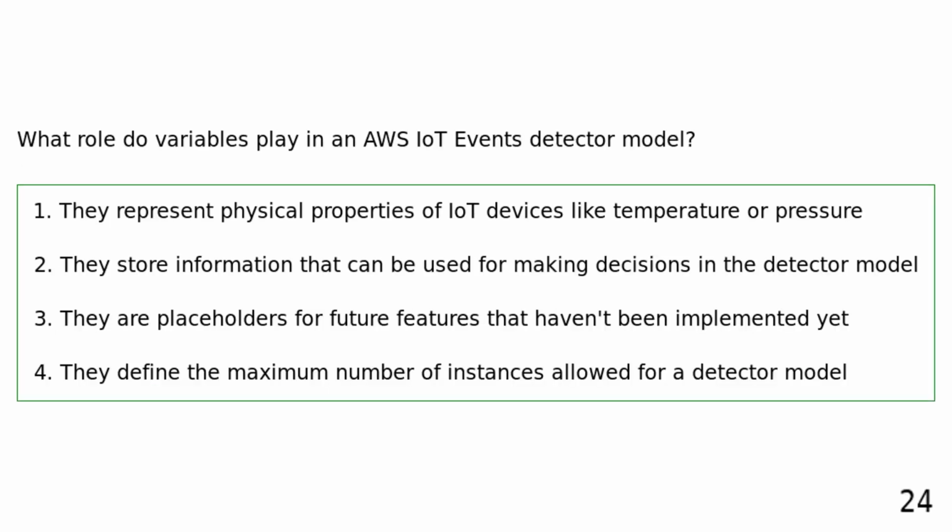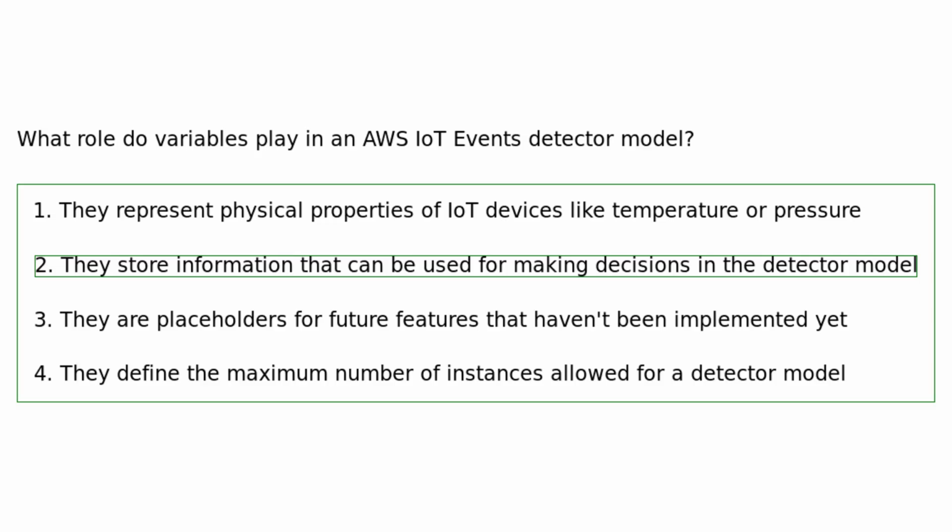What role do variables play in an AWS IoT Events detector model? They represent physical properties of IoT devices like temperature or pressure. They store information that can be used for making decisions in the detector model. They are placeholders for future features that haven't been implemented yet. They define the maximum number of instances allowed for a detector model.